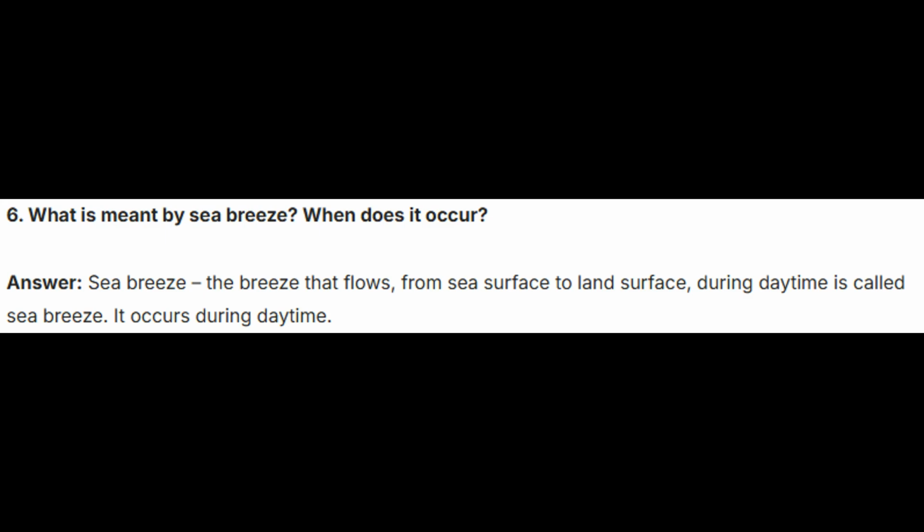Sixth, what is meant by sea breeze? When does it occur? Answer: Sea breeze, the breeze that flows from sea surface to land surface during daytime, is called sea breeze. It occurs during daytime.